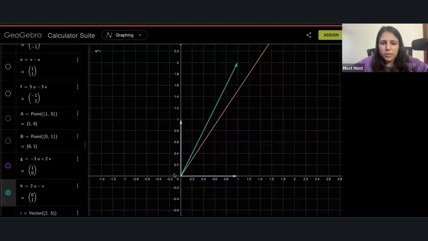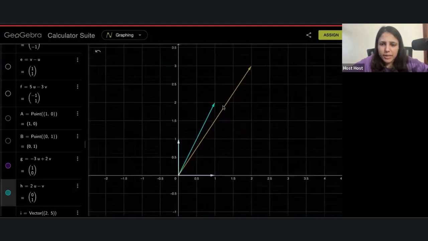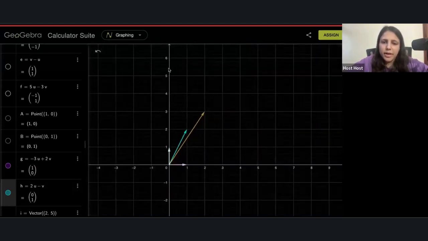Fine. So you can see that a certain linear combination of these two vectors is actually getting me these two special vectors. And these two special vectors can indeed generate any vector in the R2 space.